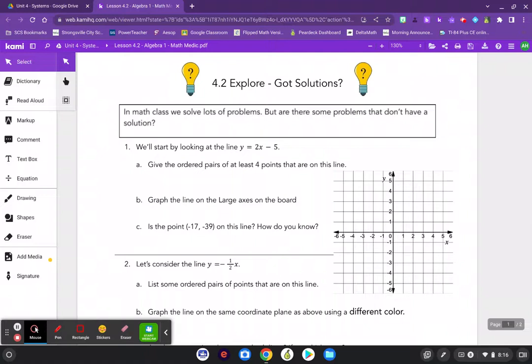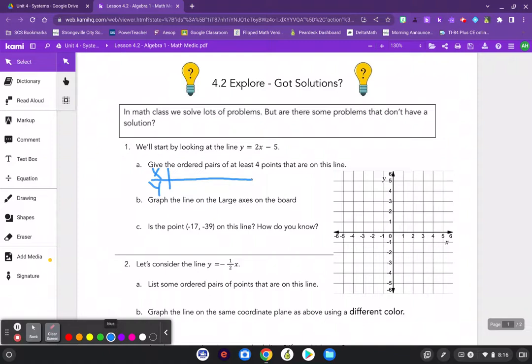All right, so problem one says we'll start by looking at the line y equals 2x minus 5. And so it says give the ordered pairs of at least 4 points. And so we'll do this in blue. Actually, what I did is I decided to make a table. You know, in the first couple of units, we worked so much with tables, and I thought this would be a good place to bring this in.